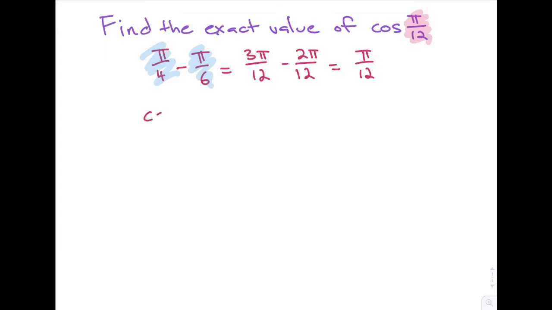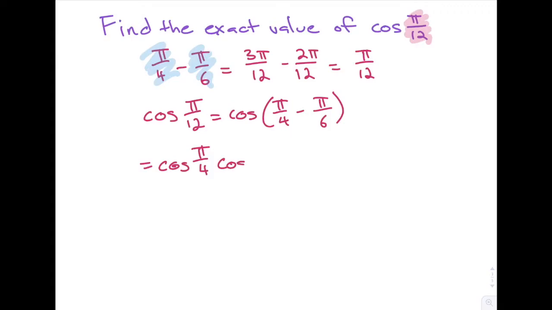Now we can say that cosine of pi over 12 just equals cosine of pi over 4 minus pi over 6. And now we can use the subtraction formula for cosine, which, remember, is cosine x cosine y plus sine x sine y. That is, we have cosine pi over 4 cosine pi over 6 plus sine pi over 4 sine pi over 6.